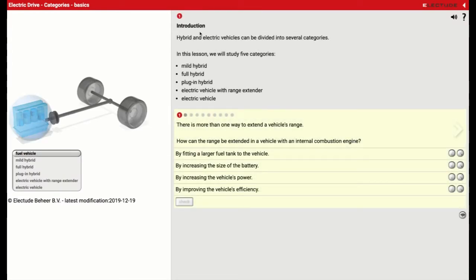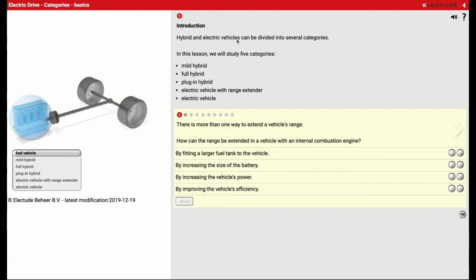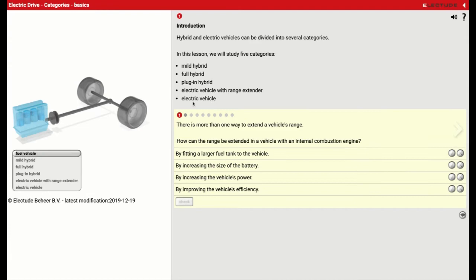Now, to start us off for the introduction, it says hybrid and electric vehicles can be divided into several categories. In this lesson, we'll study five categories. And hybrid technology categories include mild hybrid, full hybrid, plug-in hybrid, electric vehicle with range extender, or the one we're really becoming kind of familiar with, like the Teslas, which are straight-up electric vehicles.